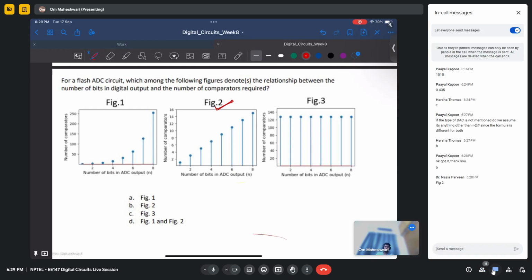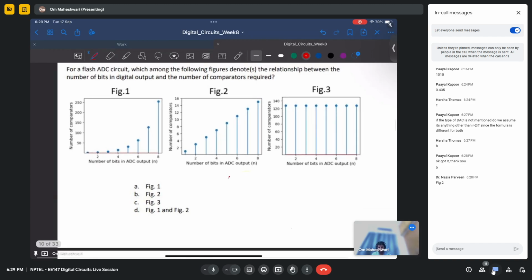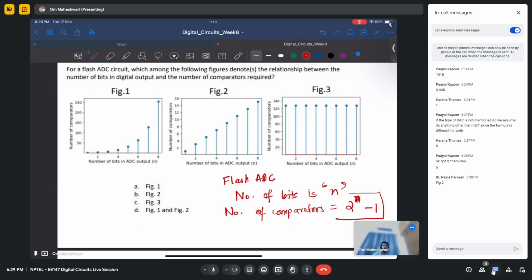Okay, so let us get into it. So figure 2 is actually wrong. This is not correct. So if you remember, flash ADC circuit, if the number of bits is n, the number of comparators required is 2 to the power n minus 1. You need 2 to the power n minus 1 comparators in a flash ADC circuit.